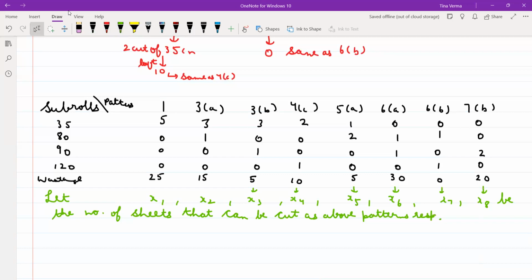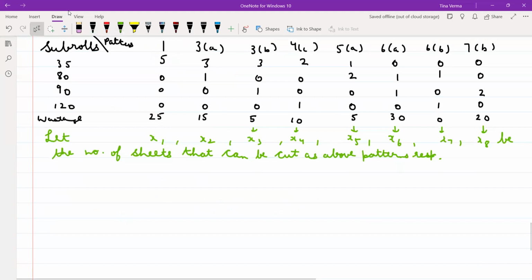So what is your objective function? You have to minimize the number of sheets. That means the objective function will be minimized, and what will come? Total sheets, how many? X1 plus X2 plus X3 up to X8. That means summation i equal to 1 to 8 of Xi.